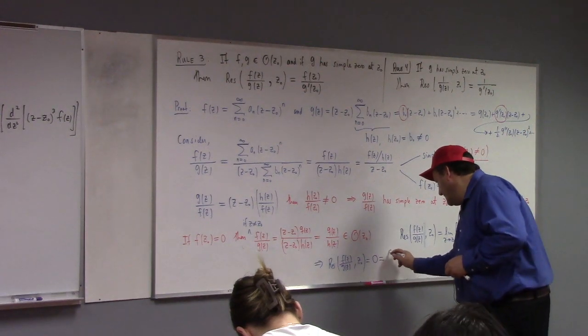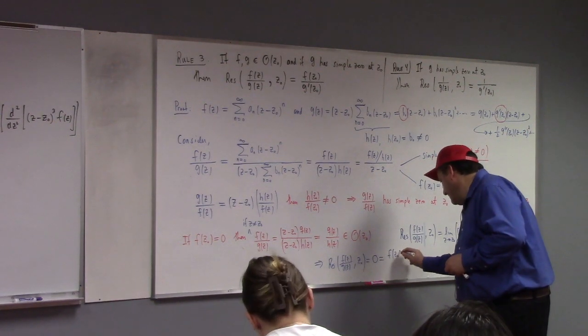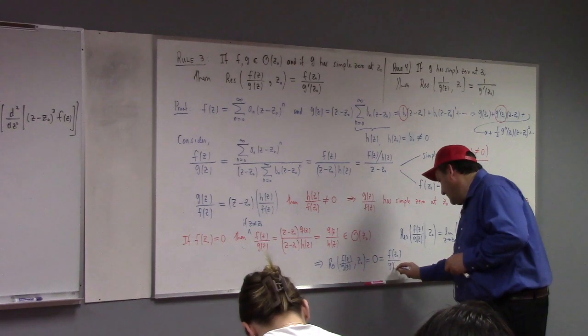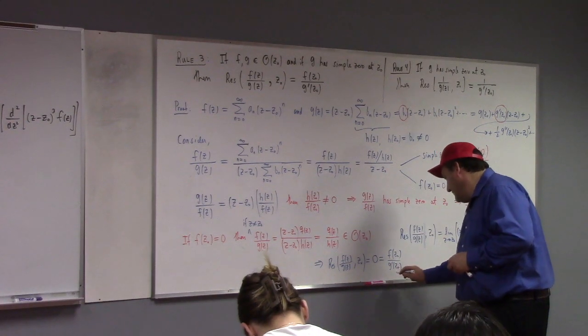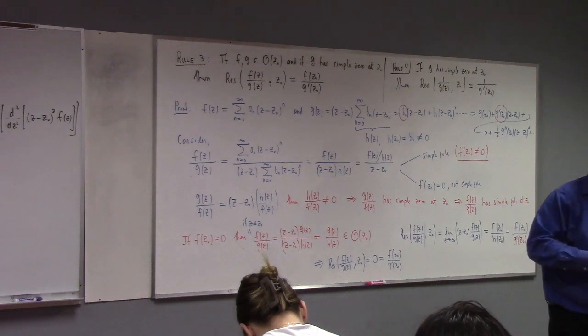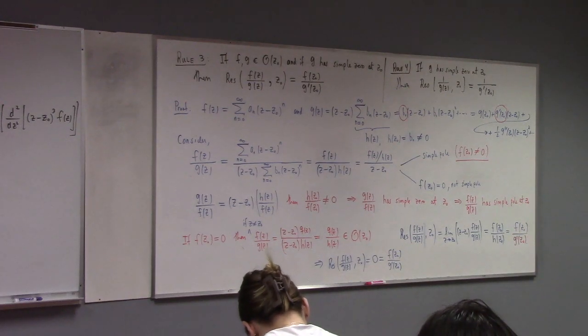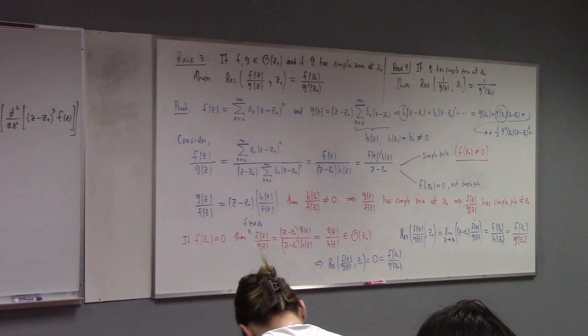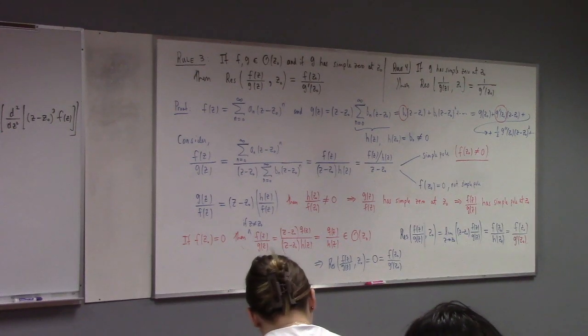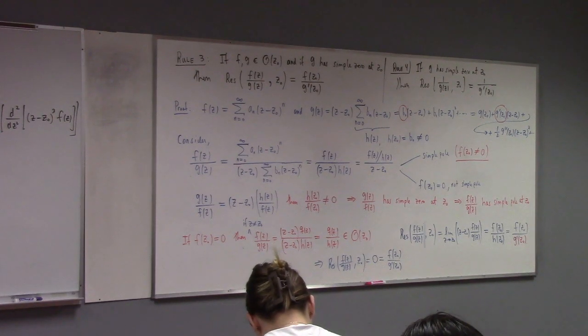This is still equal to f of z naught divided by g prime of z naught. So the rule still works in this case. It's just kind of dumb because f of z naught is 0, and g prime of z naught is non-zero, so we can divide by it. This would be the case of a removable singularity. So the residue of a function at a removable singularity is 0. Okay.